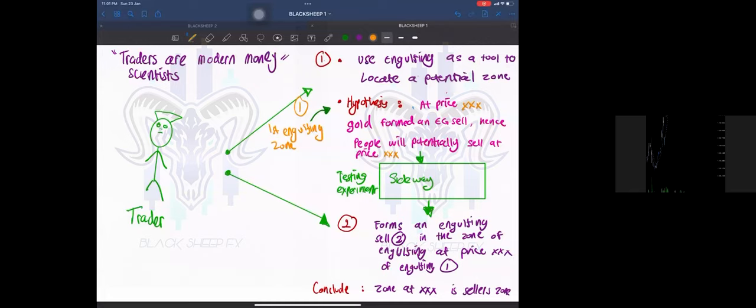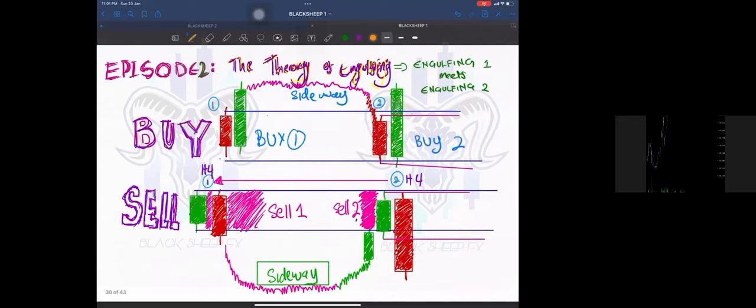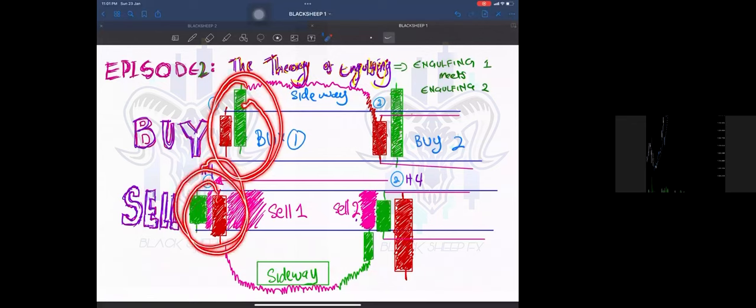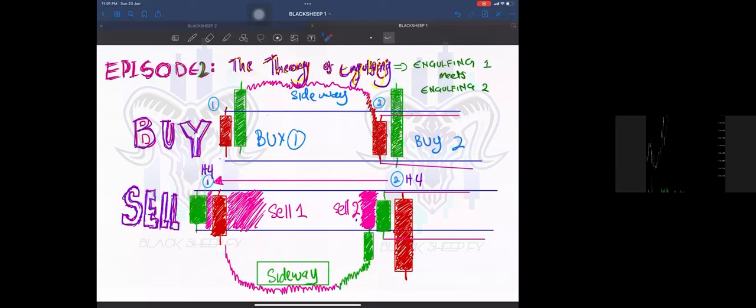Okay, the first engulfing zone is actually our hypothesis. What does that mean? Whenever we mark our first engulfing buy zone or our first engulfing sell zone, it is as if we are just having our hypothesis, meaning engulfing sell number one occurred. So in this zone, potentially, we can sell. Potentially, there are sellers. So it's all about the potentials.